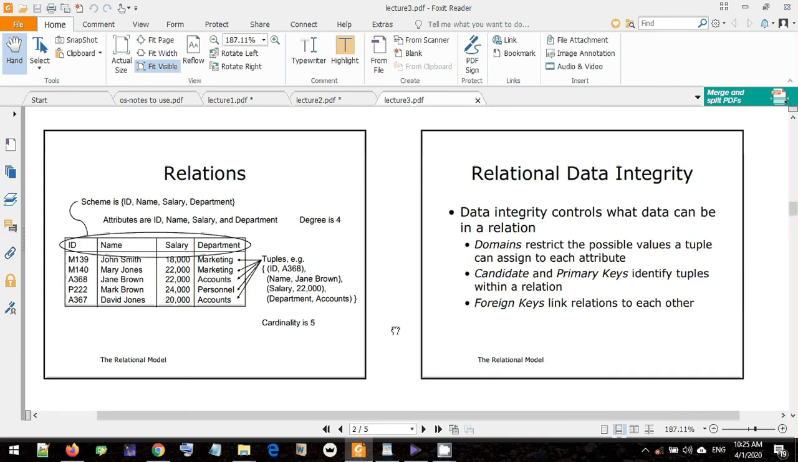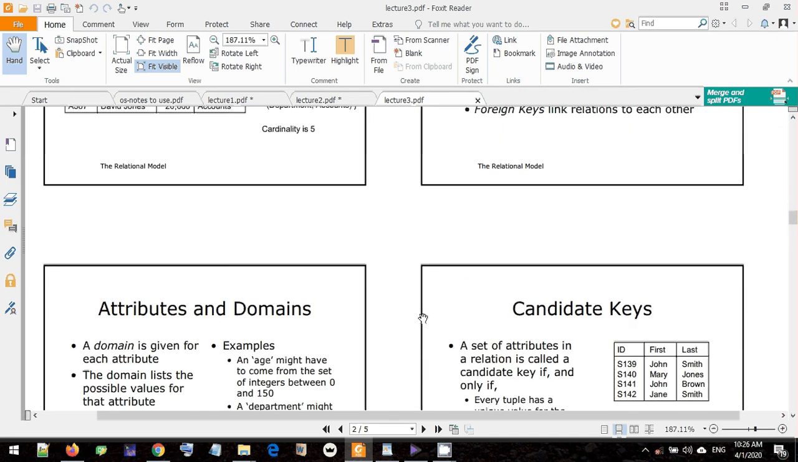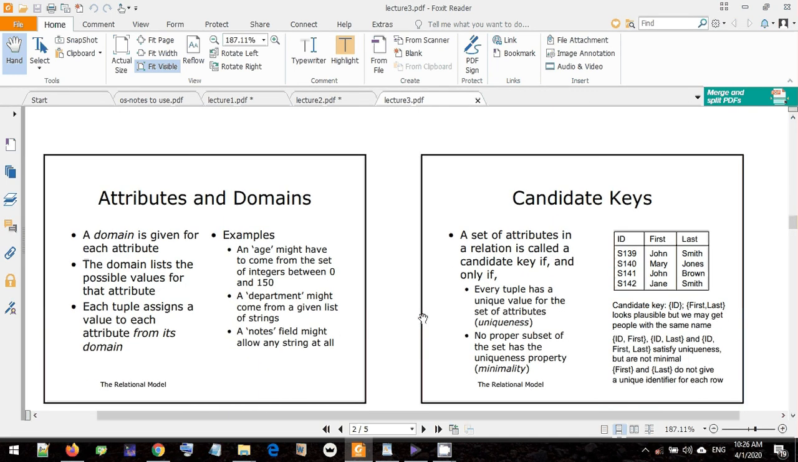Data integrity. Data integrity controls what data can be in a relation. The domains restrict the possible values that a tuple can assign to each attribute. And candidate and primary keys identify tuples in a relation. Foreign keys link relations together. Now we are going to look at this a little bit more in detail as we go ahead.